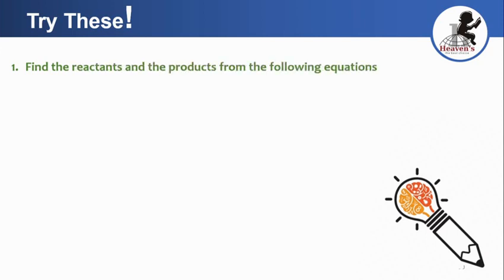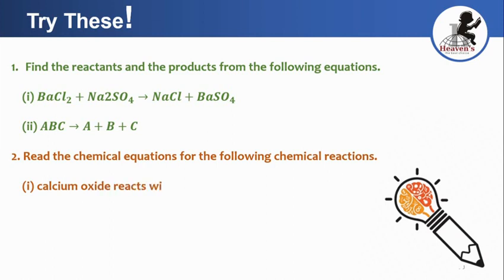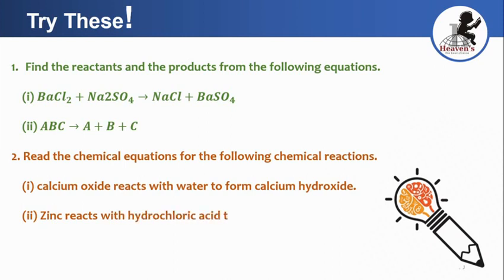So now try this. Answer the following questions. Find the reactants and products from the following equations. First one is BaCl2 plus Na2SO4 gives rise to NaCl plus BaSO4. And second one is ABC gives rise to A plus B plus C. From these two questions, we have to find out the reactants and products.